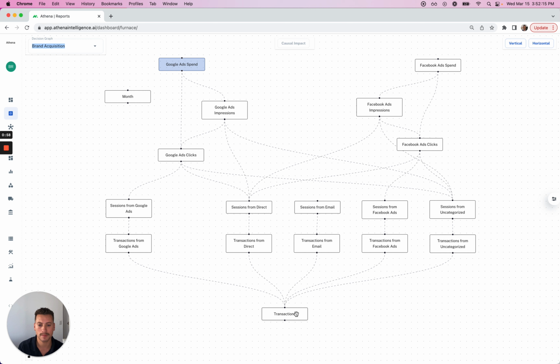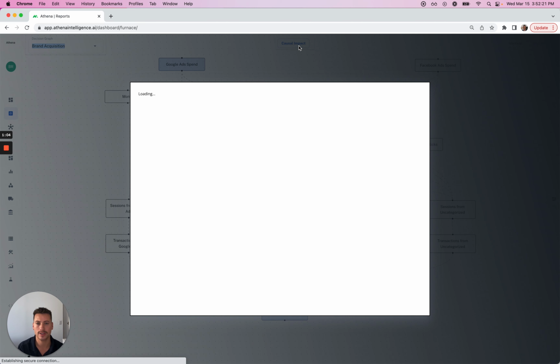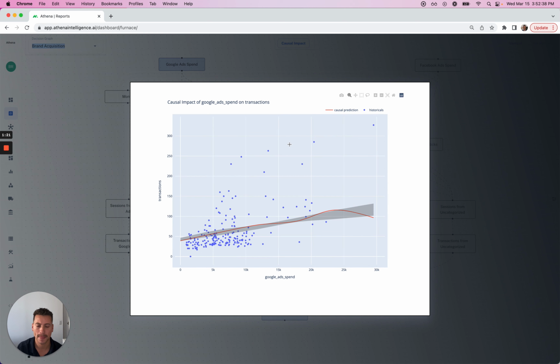So we can ask a basic upfront question: what is Google Ads' causal impact on transactions? And we're actually going to run that here now. What we'll notice is the depiction that we're going to see here in a second is going to show, one, the historicals in blue, and two, a red line for our causal impact estimate, and then this gray hazy bar is going to be a rough confidence interval.